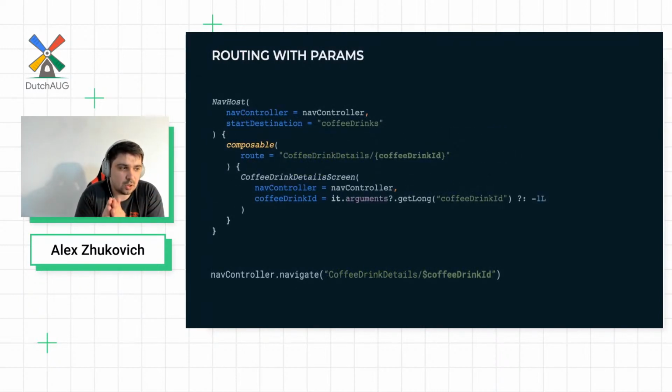But it's not always working for us, because very often we want to have more complex navigation. Speaking about more complex navigation, we want to pass parameters inside our function. The first way is to build our route with the name of our parameter in curly braces. So when we use navController.navigate, we can already pass our route with a value for our parameters.